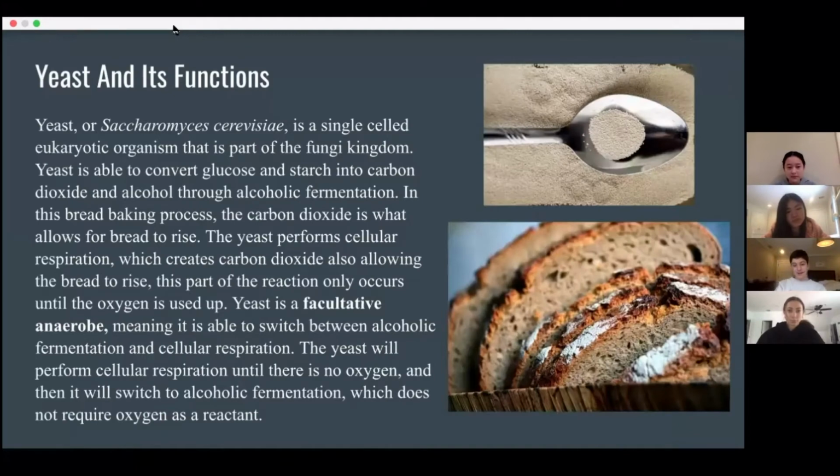Yeast and its functions. Yeast is a type of fungi. Yeast converts glucose into CO2 and ethanol alcohol. Yeast performs aerobic cellular respiration when there is oxygen and anaerobic respiration, fermentation, when no oxygen is present. It is a facultative anaerobe, so it can switch between the two.